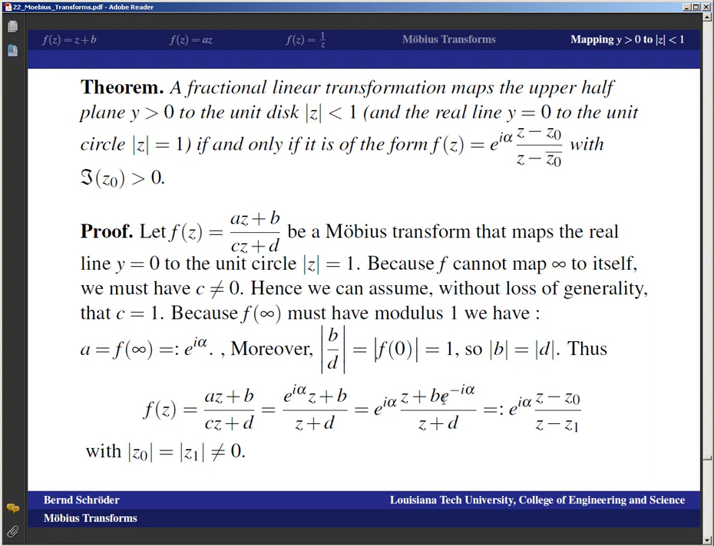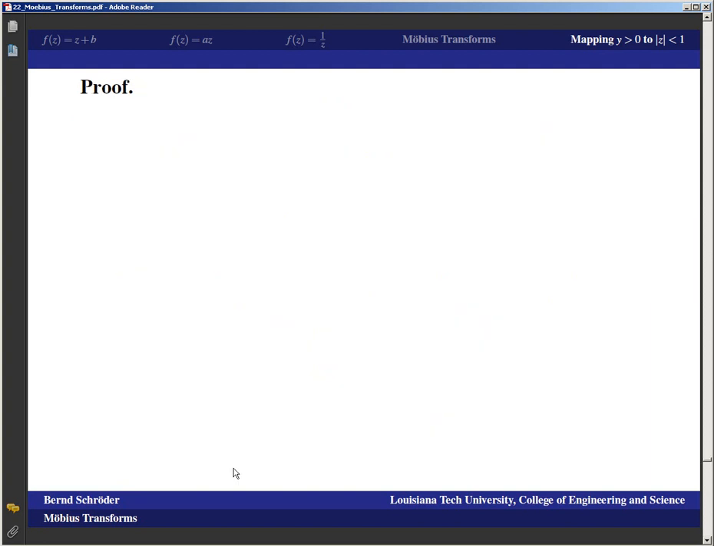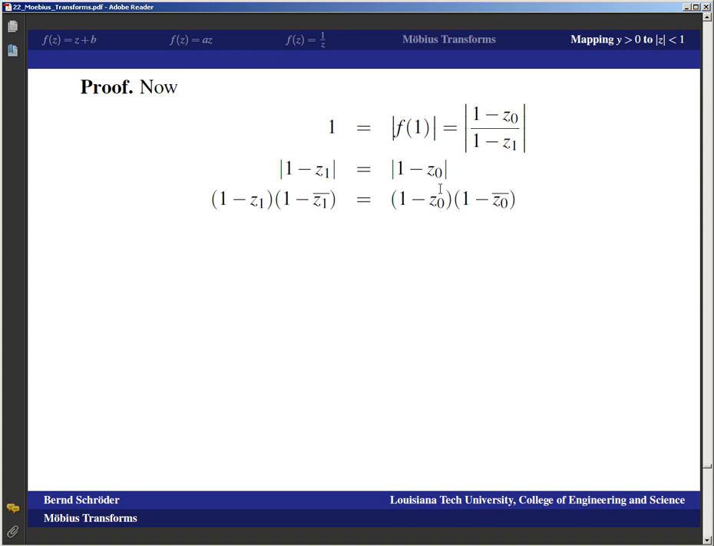So that means because this thing here has absolute value 1, we have that |z0| = |z1|, which is not equal to 0. And that now means that 1 is equal to |f(1)|, which is tossing out everything that has absolute value 1. That's the absolute value of (1 - z0)/(1 - z1), which means |1 - z1| equals |1 - z0|.